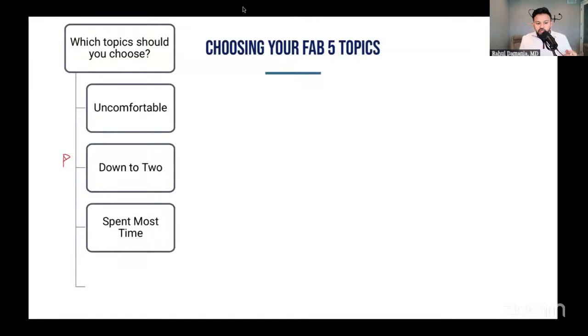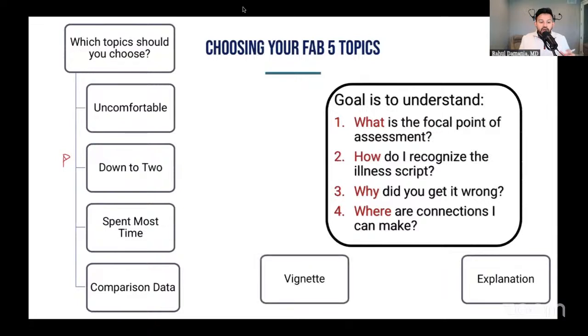Number 3, which are the questions that I spent the most amount of time on? And finally, number 4, what are the questions that many people got right, but I did not? Many people getting right, maybe greater than 65% of people got this one right, but you did not. Those are the questions you need to focus on: incorrects where the percent correct for others is high. And just as an overview, your goal is to understand what is the focal point of assessment for each of these questions. How do I recognize the illness script? Why did you get this question wrong? Where are connections I can make?